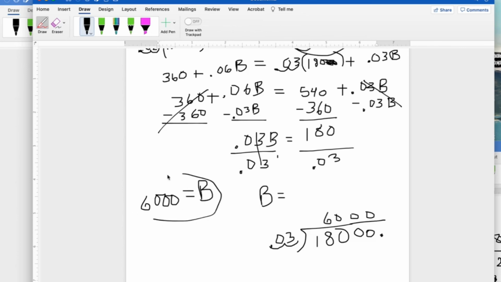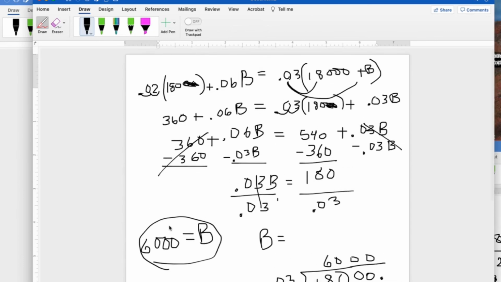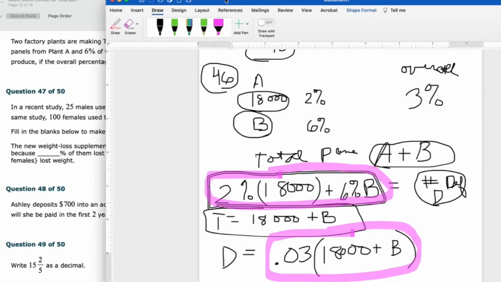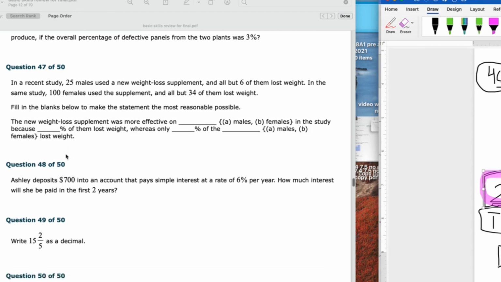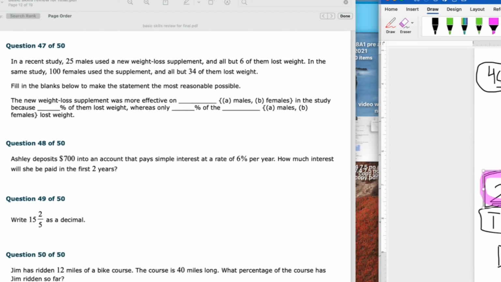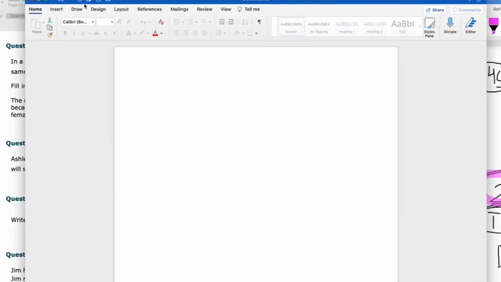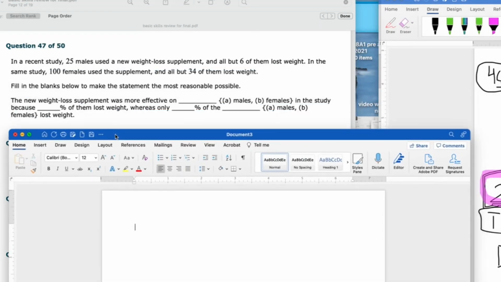All right, so we should be able to look at our answer sheet on, what was that, 46? 46 says 6,000 equals B. So we got that one right. Okay, so now let's go over here. I'm going to put those aside. We're going to look at 47 and get a new Word document. And let's read number 47.